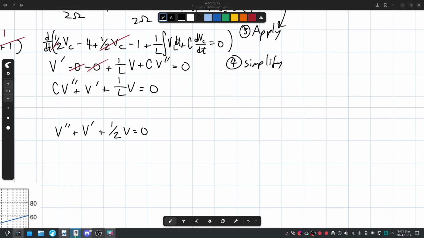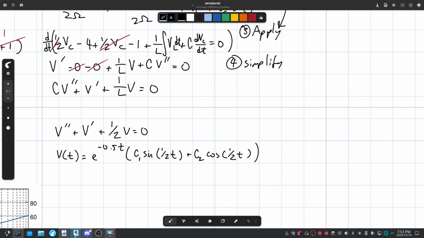I am too lazy to do the math myself. I already know the answer. V as a function of time is going to be e to the negative 0.5t times c1 sine of half of t plus c2 cosine of half of t. And question for y'all, what amount of dampedness is this? That's correct, even though nobody replied. It is underdamped.